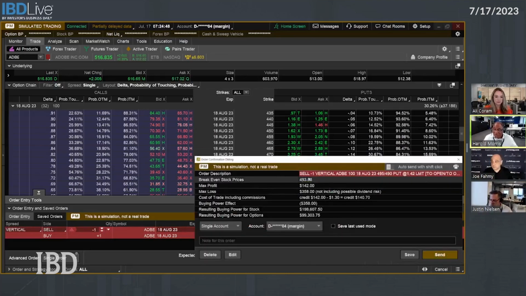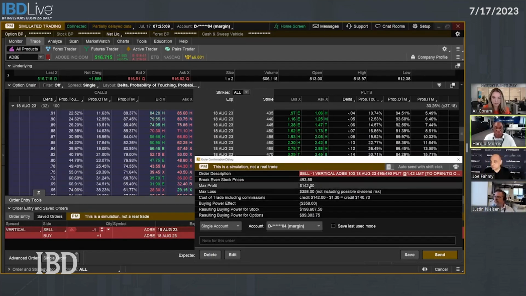All right, so first thing I look at is what is my break even? The stock is trading around 516. My break even is down at 493. So that's what I like about these spreads. You've got a lot of wiggle room, especially if we go sideways for a period of time, like we talked about earlier. All right, so I like what I see here. My max profit is the credit received.